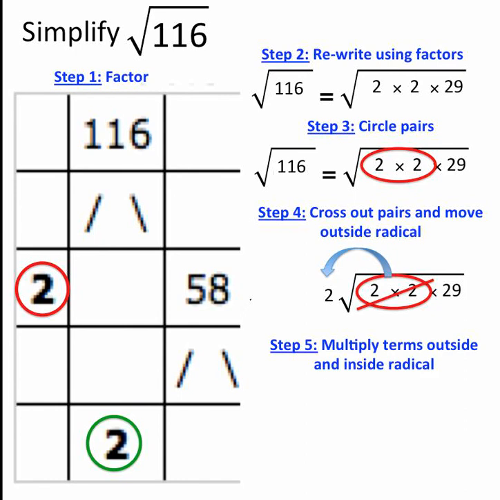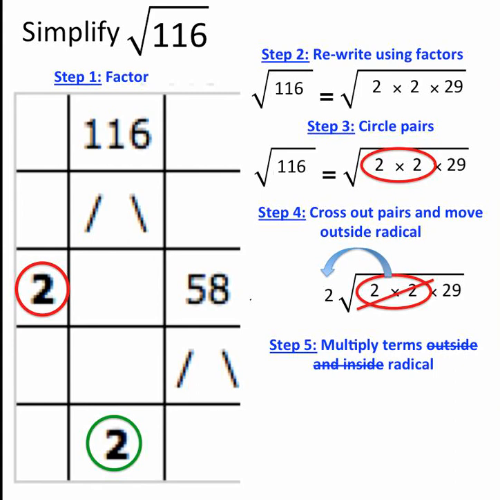My final step is to multiply the terms outside the radical and inside the radical. But when I look at this, I don't have to do that for either of these. Outside the radical, I just have 2. There's nothing to multiply it by. Inside the radical, I just have 29. Again, nothing to multiply it by because those pair of 2's have been crossed out.